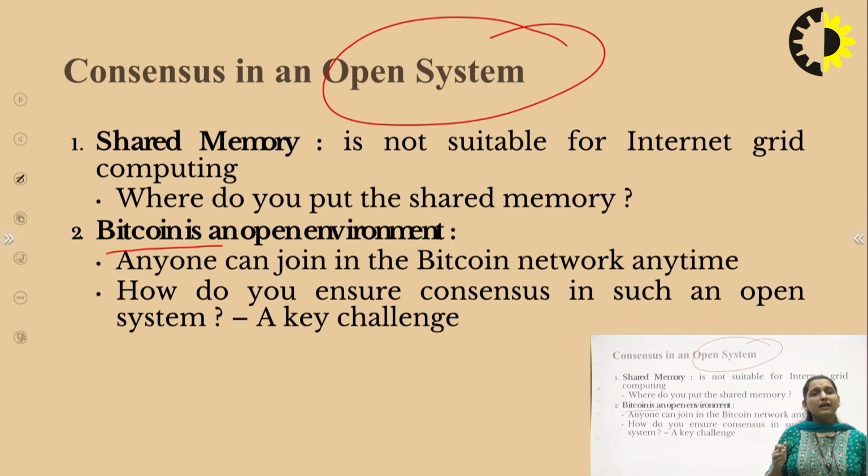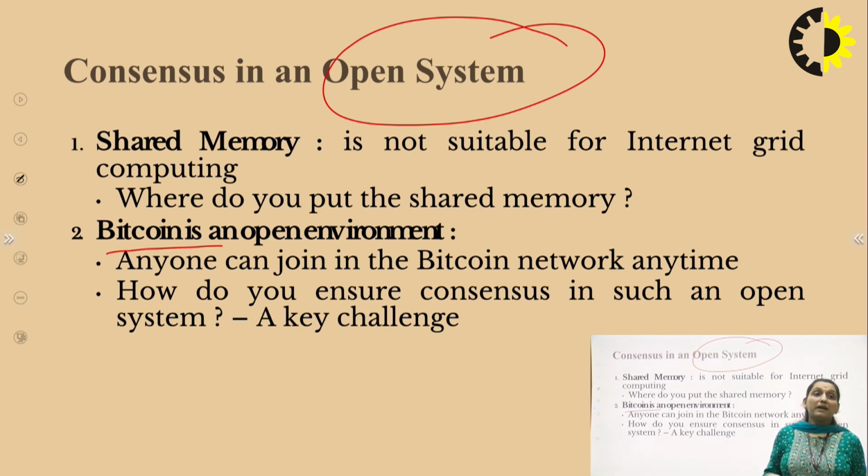In a permissionless environment, we don't know the identity of the person in Bitcoin, because participants come in and out. They provide a hash, and according to that we attach to the chain of blocks in the blockchain. In a closed system we have the identities of persons, but in an open system we do not. Shared memory is not suitable for internet grid computing, because we do not have a shared system.